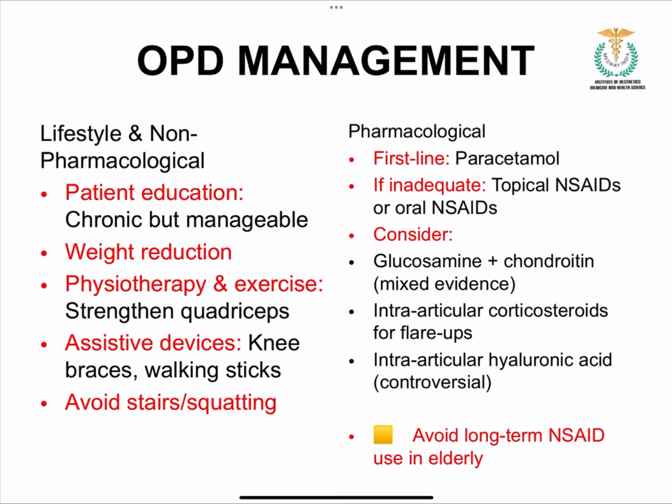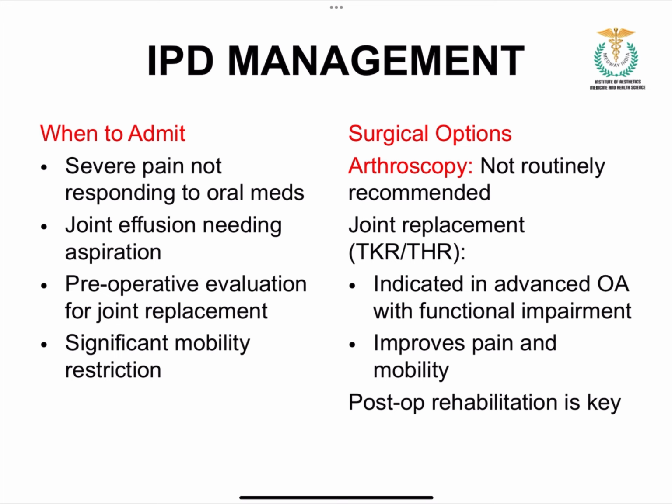So these are the OPD level of management, the lifestyle and non-pharmacological as well as the pharmacological management of the patient. This is how you can manage the condition of osteoarthritis at the OPD level. Moving on to the IPD level of management.